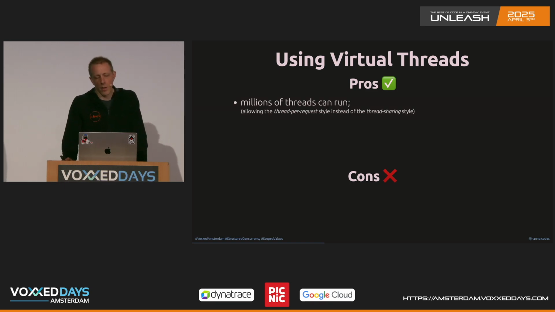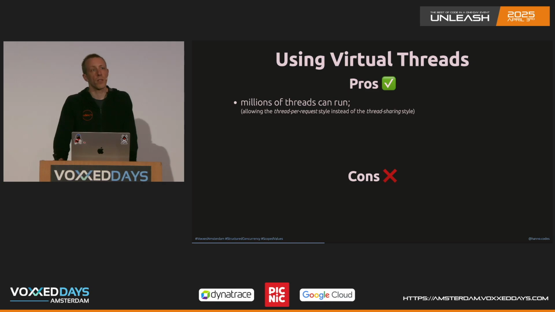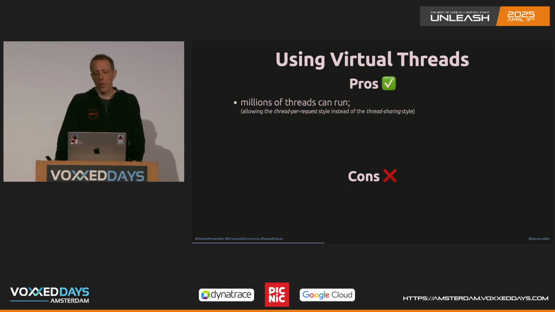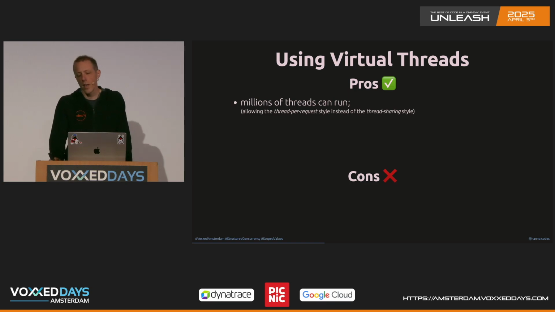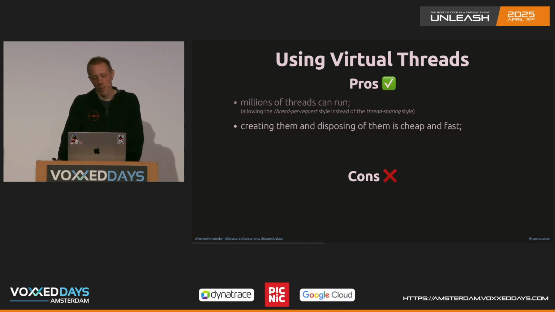Then pros and cons again. Millions of threads can run. I already explained why platform threads are limited in number. This limitation is no longer there with virtual threads. So that means that this allows a thread per request style. That means we can freely create new virtual threads for each task we want to be executed concurrently. And we don't need to keep thread pools anymore. That's just an old thing that we don't need anymore with virtual threads. So don't pool your virtual threads because it's not necessary.